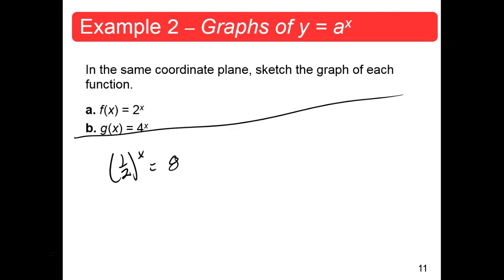Or, if that's really difficult for you, you might be able to work with the left-hand side. Which way do you want to go? Try to deal with the 8 only, or maybe massage the 1/2 to the x a little bit. Up to you. Pick one.